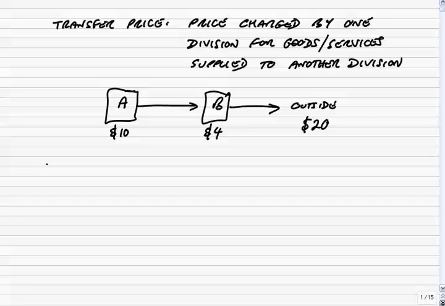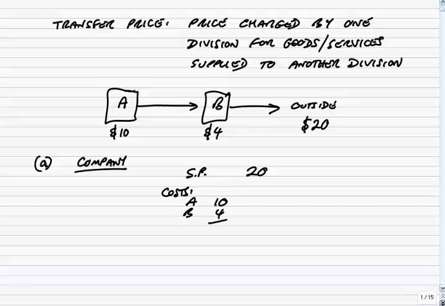Part A of the question says, what's the total profit made by the company? Now, there's only one company. Do appreciate, this isn't two little companies. There's one company with two divisions. And as far as the company as a whole is concerned, the selling price per unit is 20. The costs in the company, in Division A, there's 10. In Division B, there's another 4. And so the company as a whole is making a profit of $6 per unit.